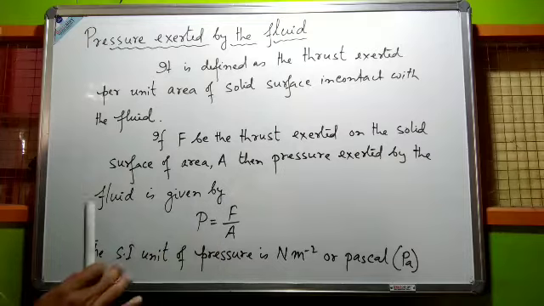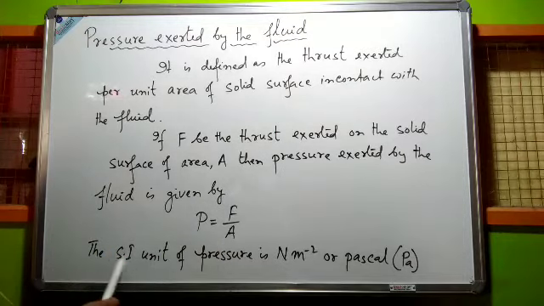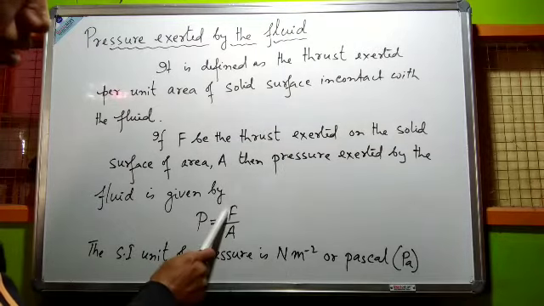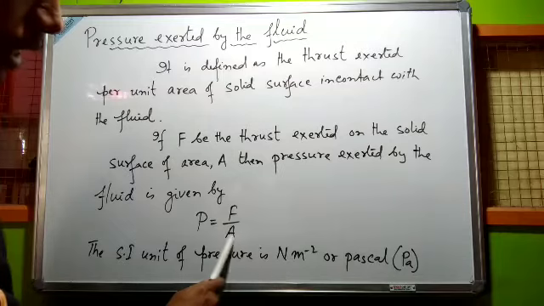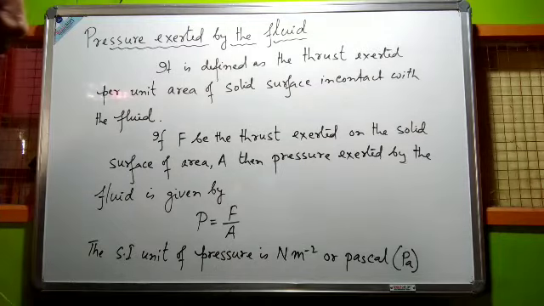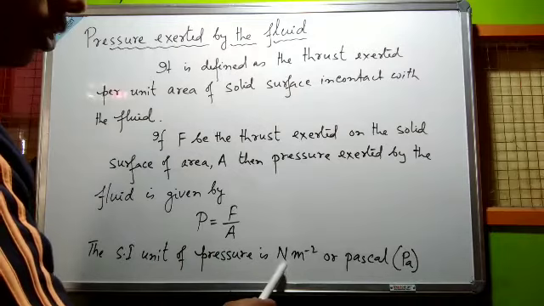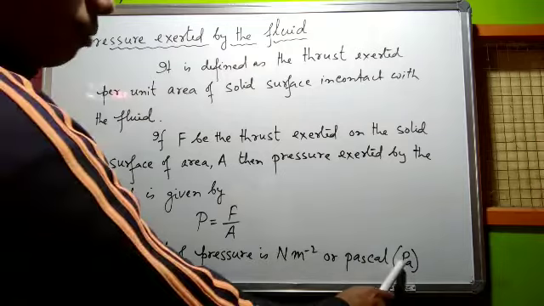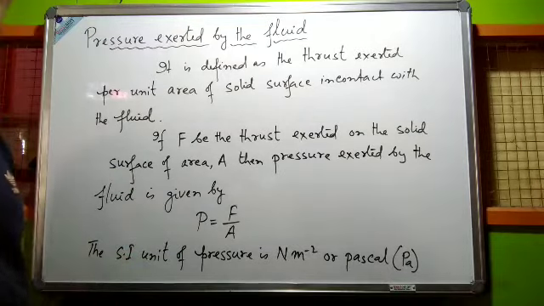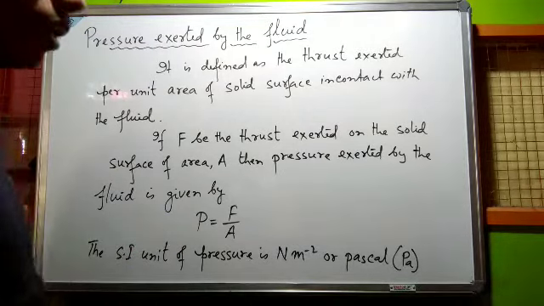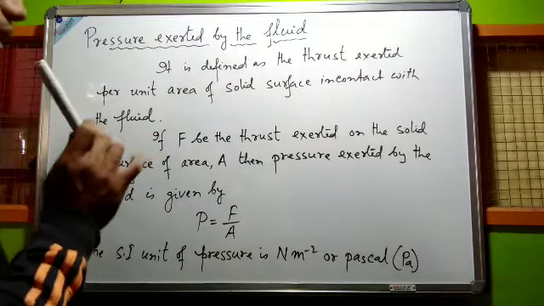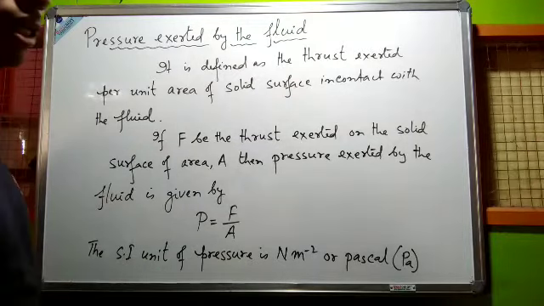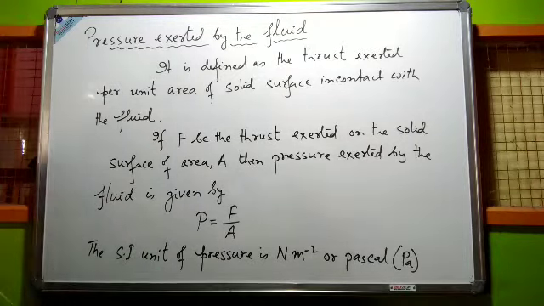So from this, we may write its SI unit. The SI unit of pressure is Newton per meter square. That is, thrust or force is measured in Newton and area is measured in meter square. So the unit of pressure is Newton per meter square or Pascal, denoted by Pa. Pascal is the name of a scientist. The SI unit of pressure of liquid or fluid is Newton per meter square.